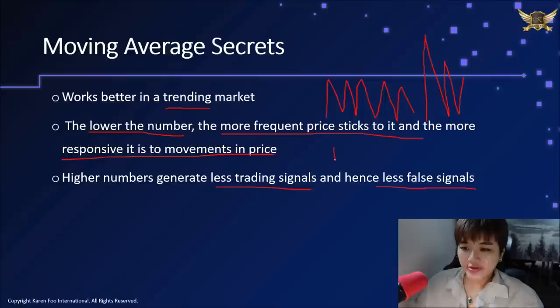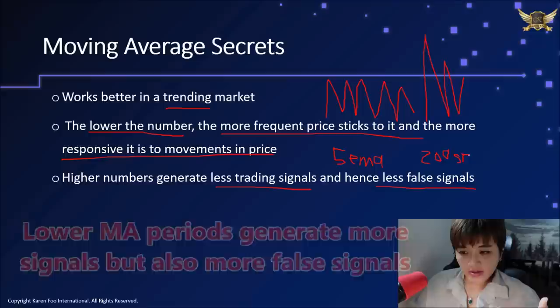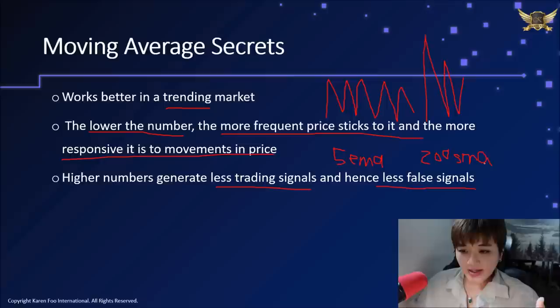So if you use like a 5 EMA, for example, there's going to be so many crossovers, but not all of them are going to work out. A lot of it is not going to work out. Whereas if you use a 200 SMA, there might be fewer crossovers. It might lead you to question, am I using the right kind of indicator? Why is it not giving me any signals? Why am I not trading at all? But most of those trades are going to be profitable. Do you want to get cheated more often? Or do you want to make more money?